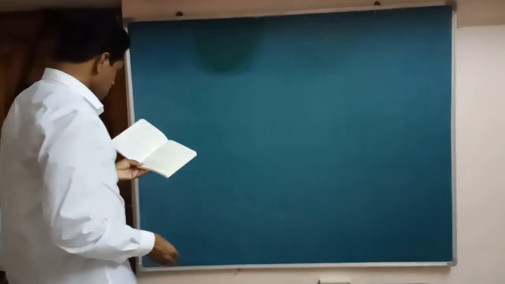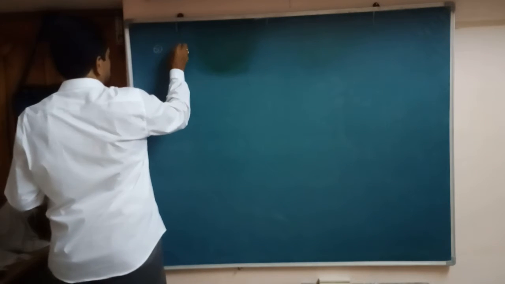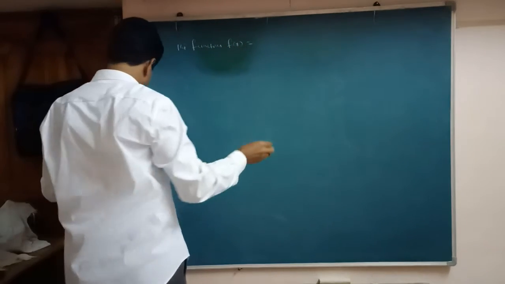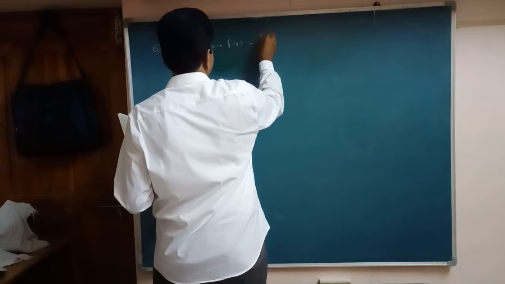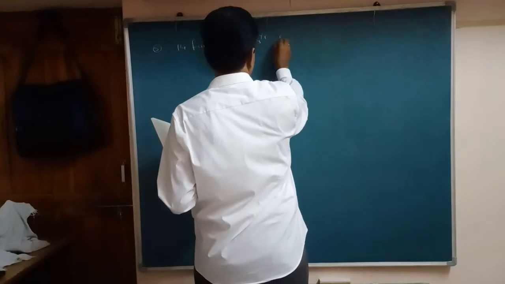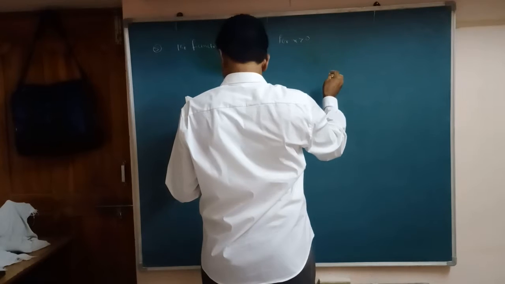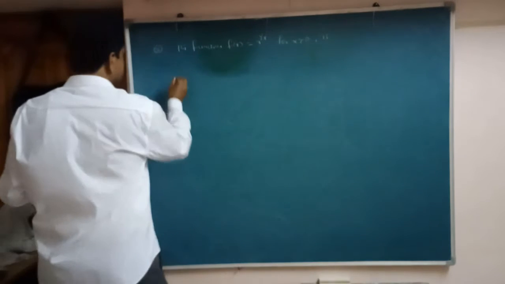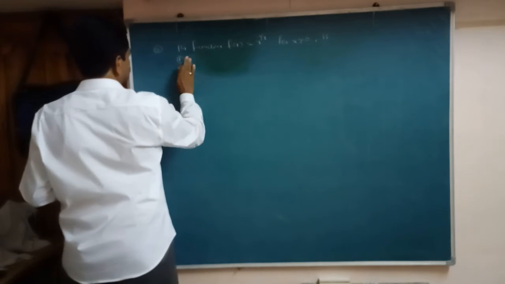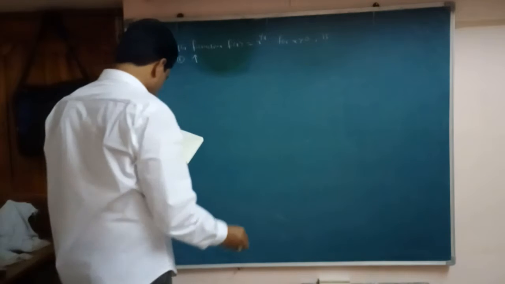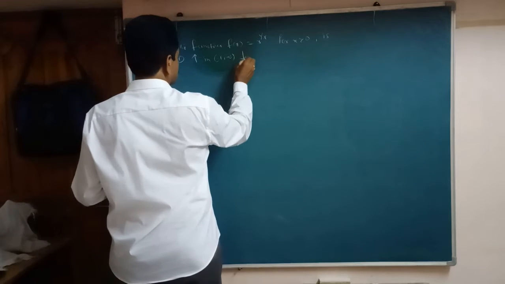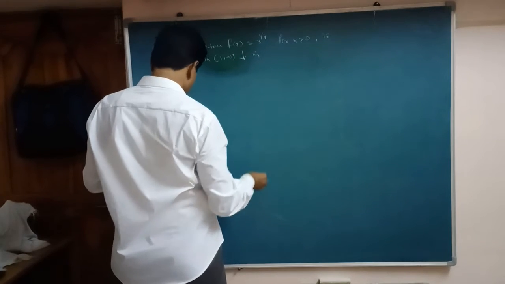Next. The function f of x equal to x power 1 by x for x greater than 0. First option is increasing. Increasing means I am taking this sign. Increasing in 1 comma infinity. Decreasing in 1 comma infinity.